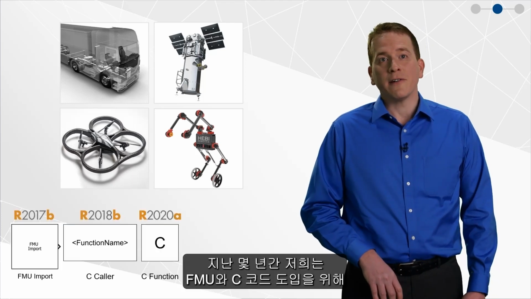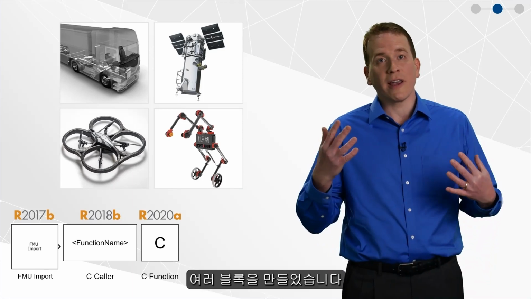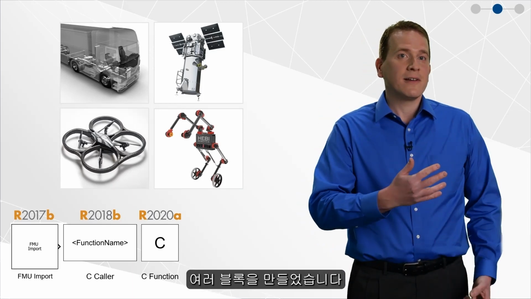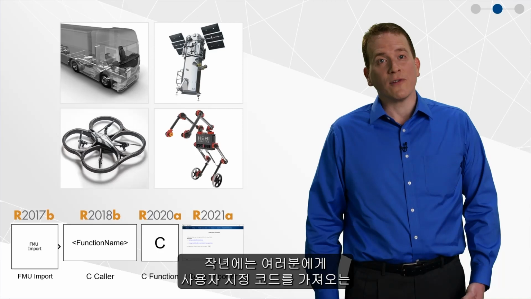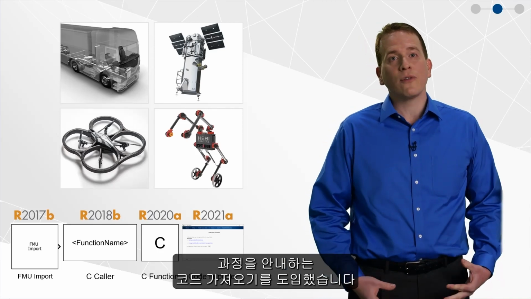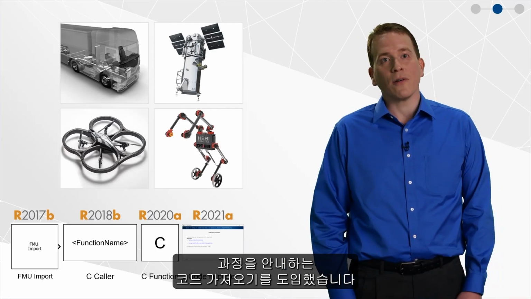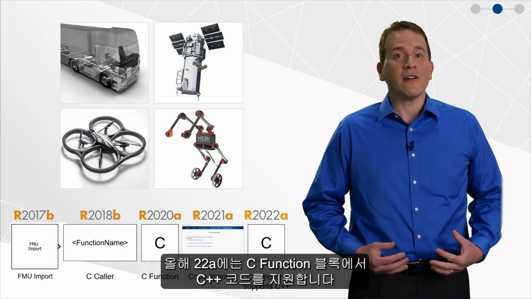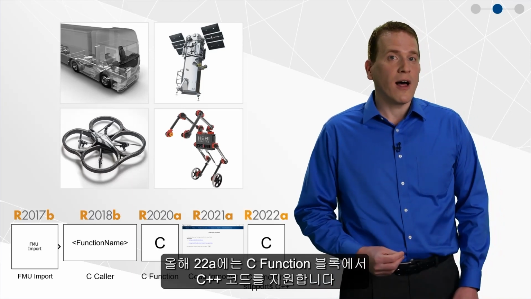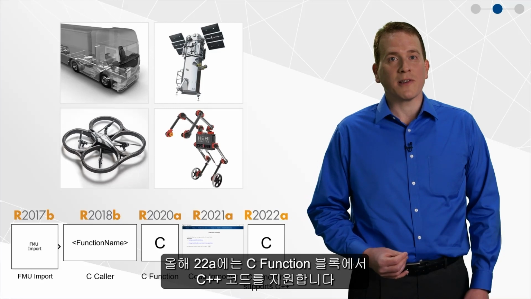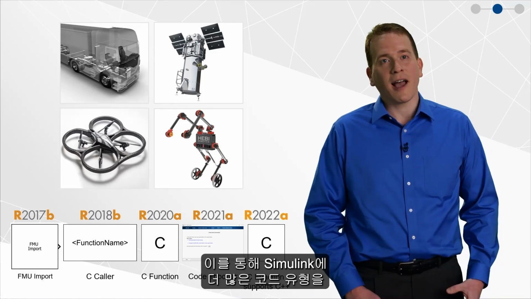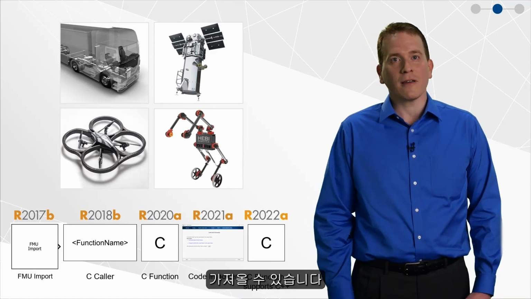Over the last several years, we've created several blocks to bring in FMUs and C code. Last year, we also introduced a code importer to guide you through the process of bringing in custom code. And this year, in 22a, the C function block now supports C++ code, which further expands the type of code that you can bring into Simulink.